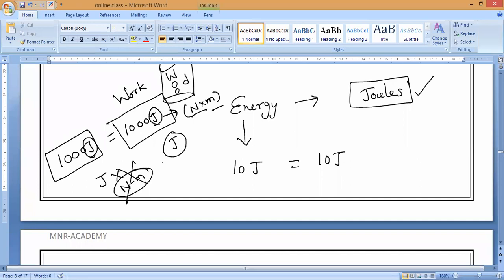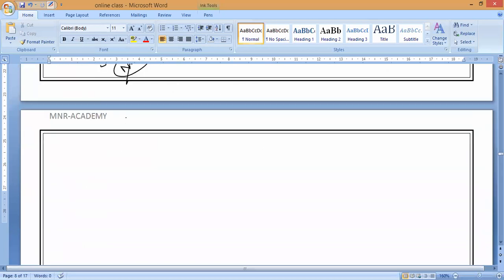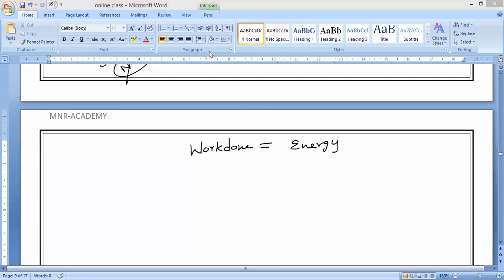So if I have 1000 joules of energy, how much work can I do? I can do 1000 joules of work. So in place of work done, can I say it is equal to the energy which I have? Whatever energy is possessed by a body is equal to the total work done by it. Both are the same.